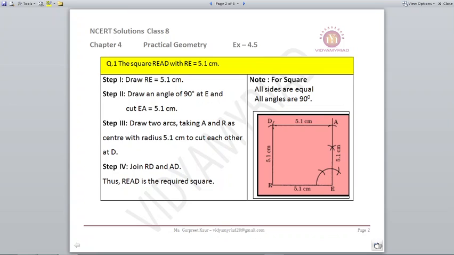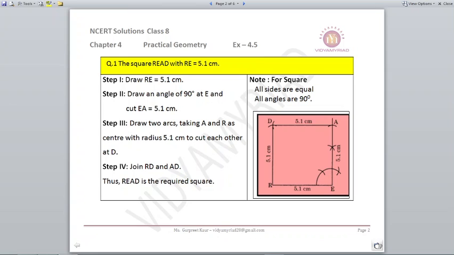Question number 1. The square READ with RE equal to 5.1 centimeters. Now we need to construct a square whose one side is given to us as 5.1 centimeters. To construct it, we need to know the properties of a square: all the sides are equal and the angles will be 90 degrees. Now what we will do is, take a scale and draw RE as 5.1 centimeters.